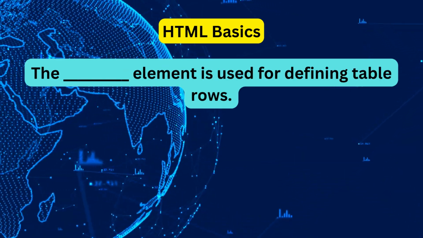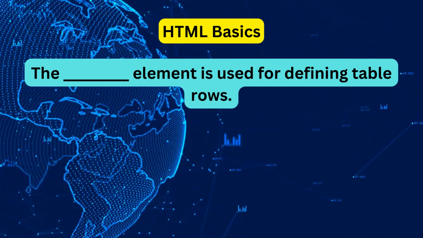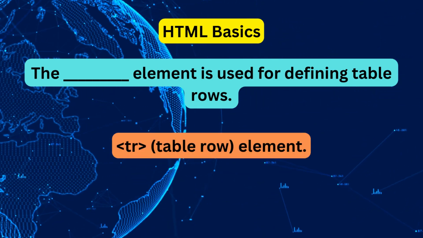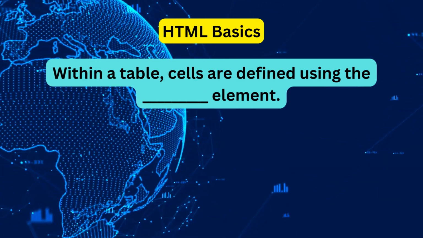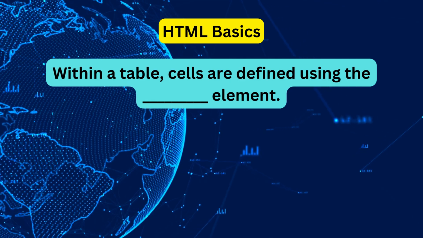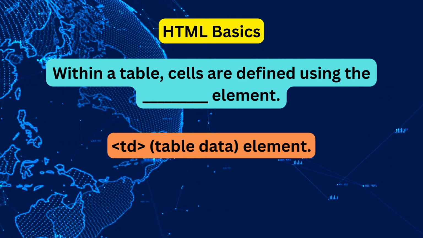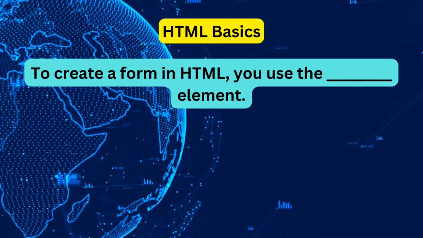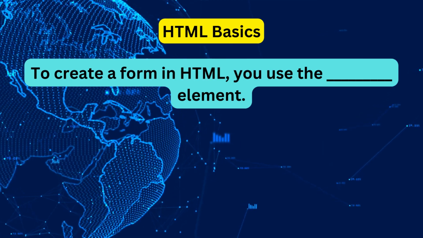The <tr> element is used for defining table rows. TR, table row element. Within a table, cells are defined using the <td> element. TD, table data element. To create a form in HTML, you use the <form> element. Form element.